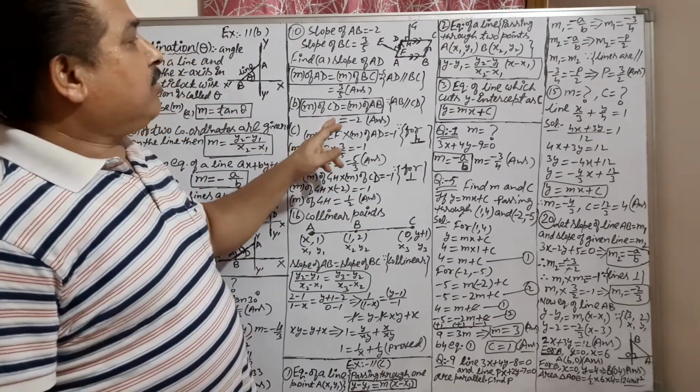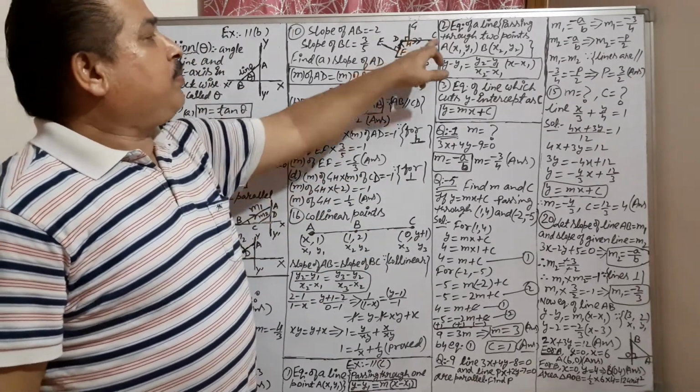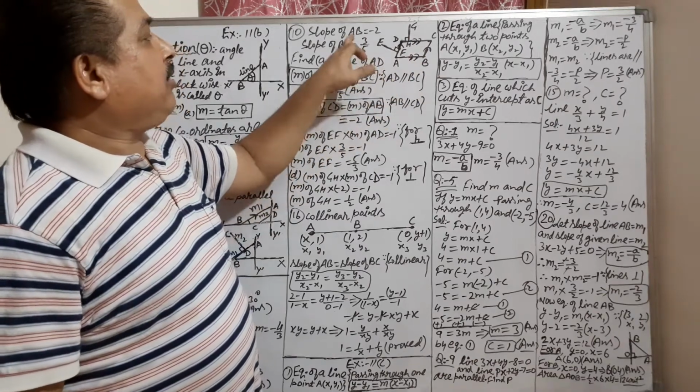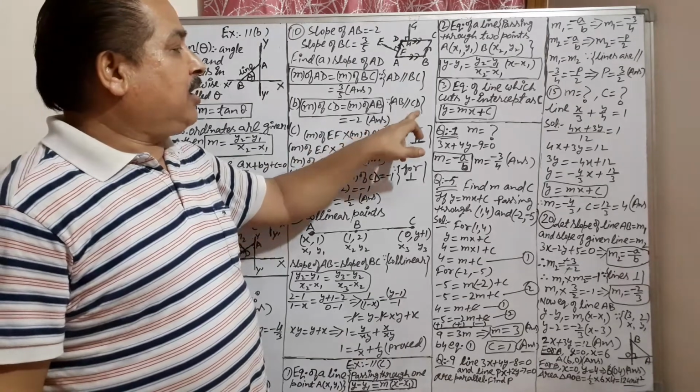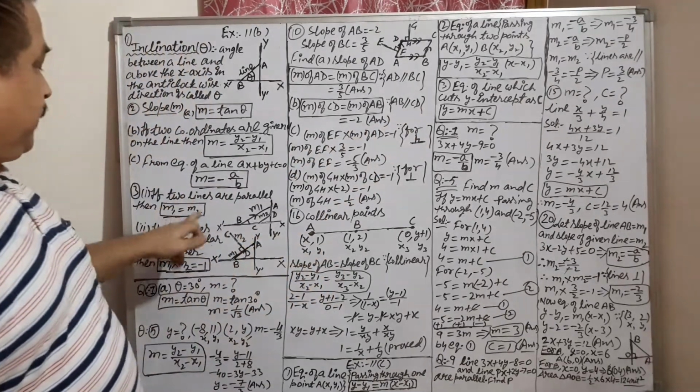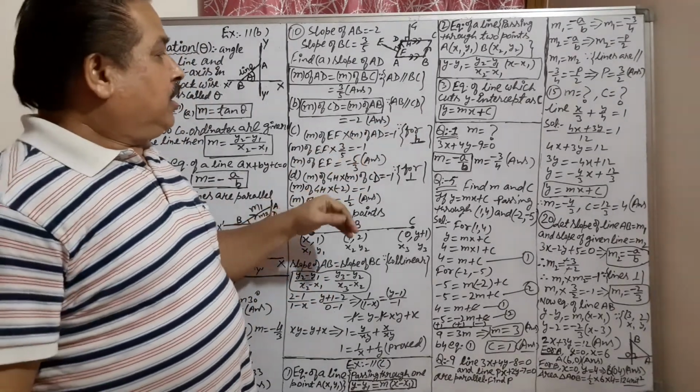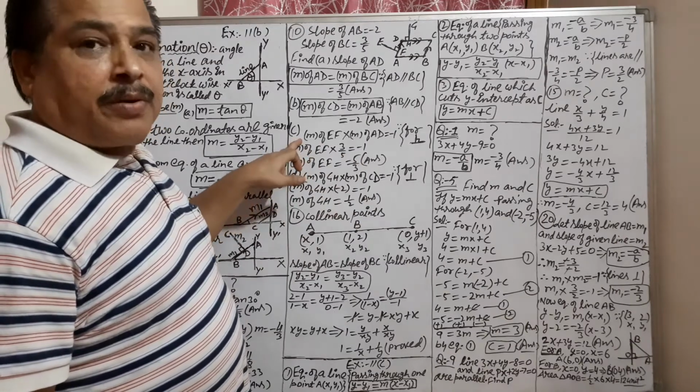Now see, find the slope of CD. CD and AB are parallel. What is the AB slope? Minus 2. So the CD slope will also be minus 2. For parallel lines, see the condition here: slopes are equal.